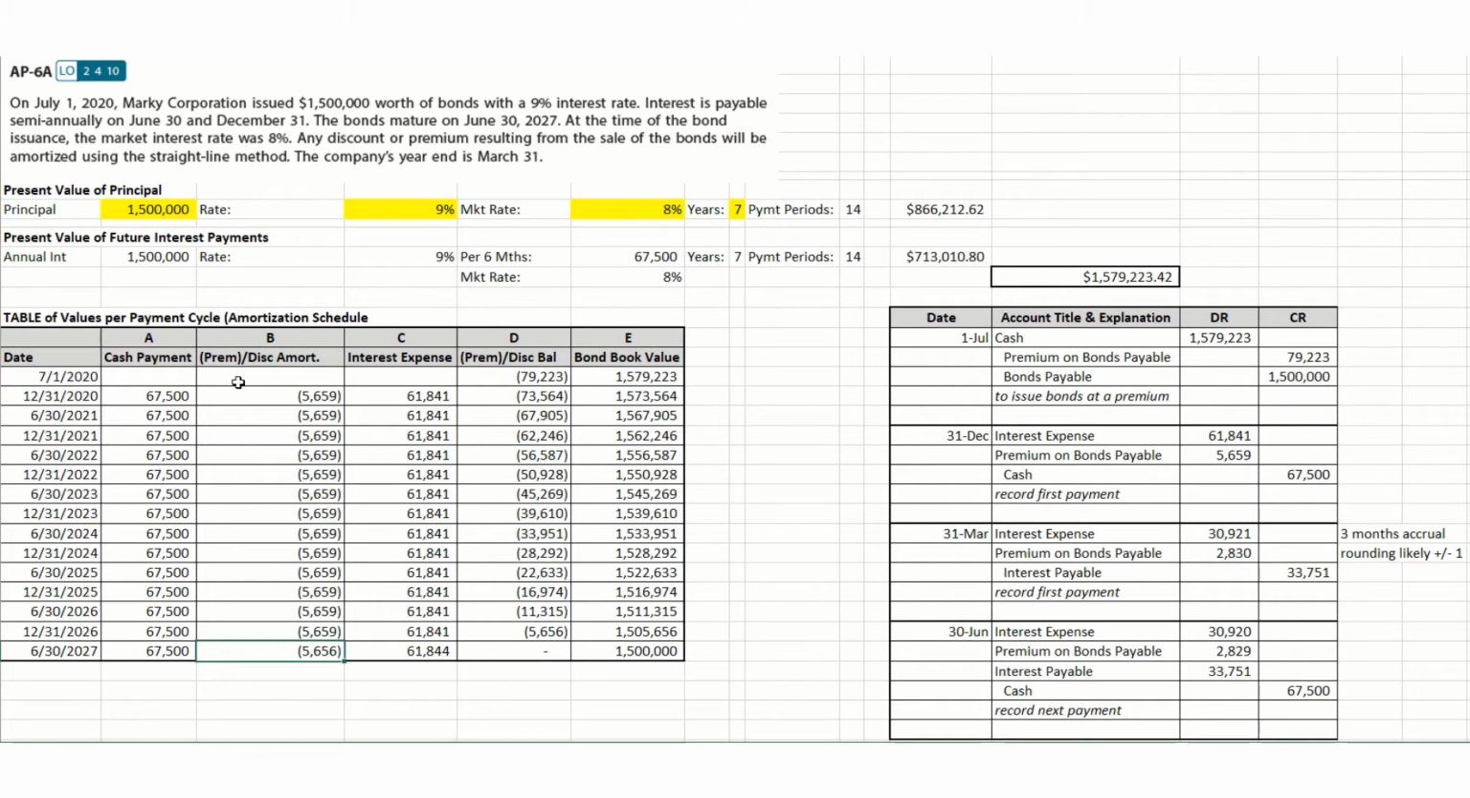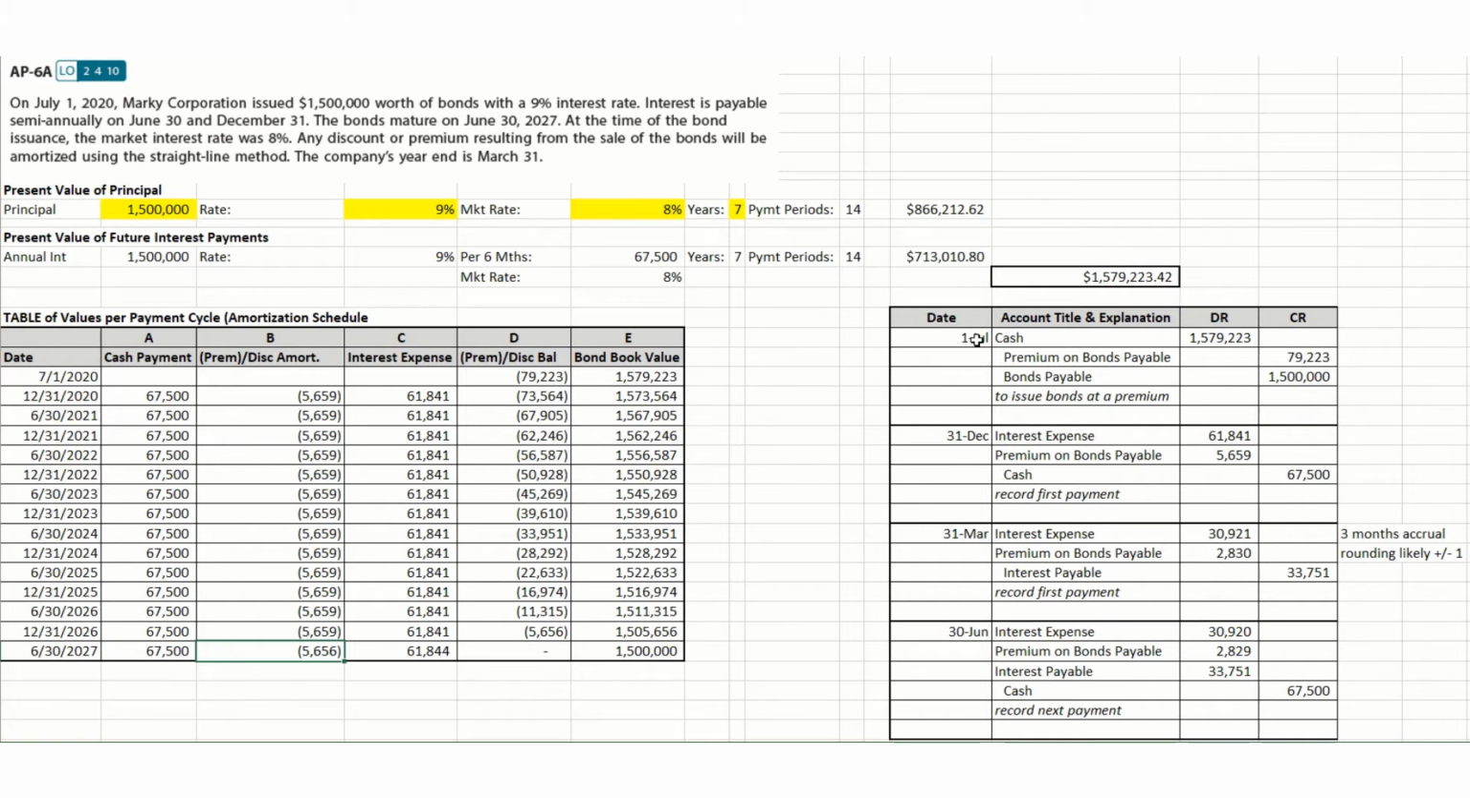The interest expense, there's the difference. Because it's a premium, it'll reduce the interest expense over the lifetime of the bond. Then we can calculate the premium or discount balance. In this case, you'll see the premium value declines over time. And you'll see our bond book value slowly gets back to the 1.5 million face value. So using this table of information, we can then calculate our journal entries. We're asked to calculate our journal entries for the first couple of years.